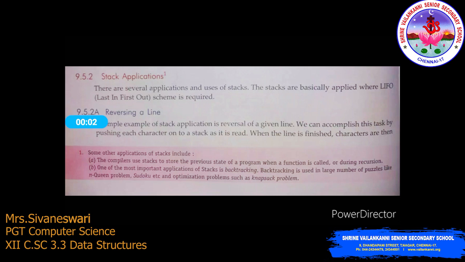Next is stack applications. We have the stack being implemented in different applications. Let's see a few. Since we all know that stack follows the last in first out scheme, reversing a line is very easy when we use a stack. So let's see pictorially how stack is used in reversing a line.